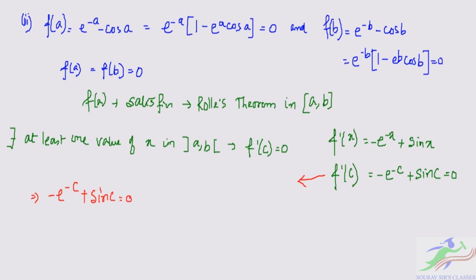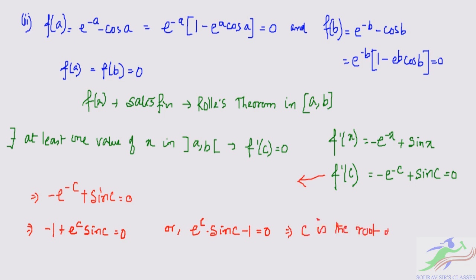So we can write it as minus 1 plus e to the power c sine c is equal to 0, or we can write it in this manner, that e to the power c dot sine c minus 1 is equal to 0, right? So whatever we find, from here we find that c is the root of the equation e to the power x sine x minus 1 equal to 0, right?